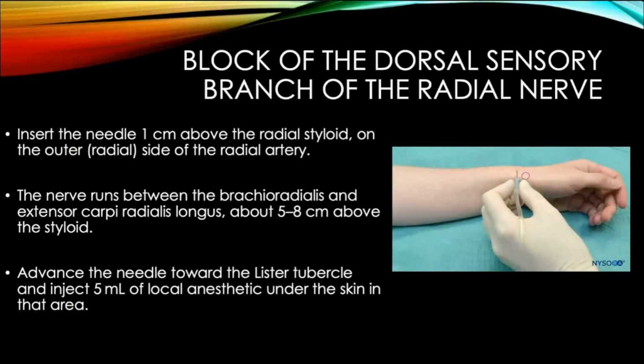Actually the radial nerve also gives branches, that is the dorsal sensory branches of the radial nerve. To block this nerve, we insert the needle 1 cm above the radial styloid on the lateral side of the radial artery. The nerve runs between the brachioradialis and the extensor carpi radialis longus, about 5 to 8 cm above the styloid. We advance the needle towards Lister's tubercle, and we inject 5 mL of local anesthetic under the skin in that area to block this nerve.